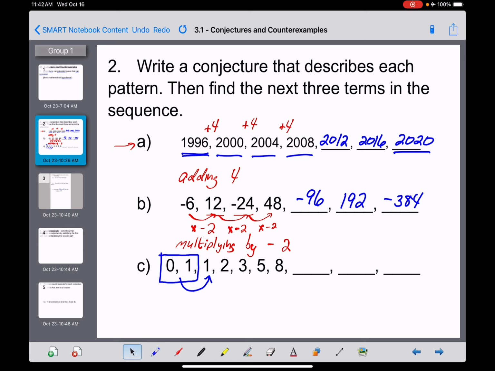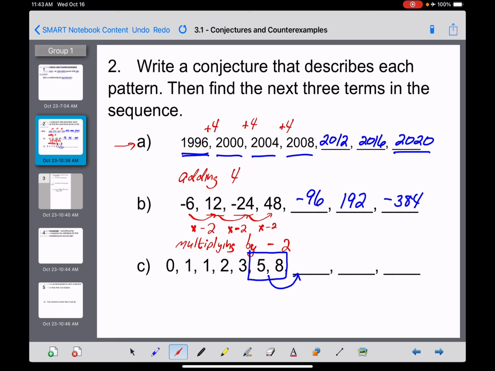0 plus 1 is going to get you 1. And now if I just slide this over a little bit, the second term plus the third term, 1 plus 1, gets you the fourth term, which is 2. Same thing happens here. 1 plus 2 is 3. 2 plus 3 is 5. 3 plus 5 is 8.